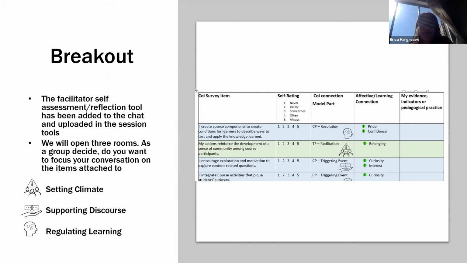And part of that too is I get them to do 2 stars and a wish for each other as they're building, so that they can also get each other's perspectives on their creations.